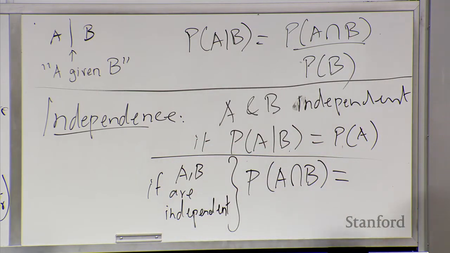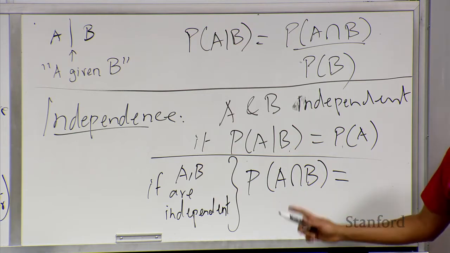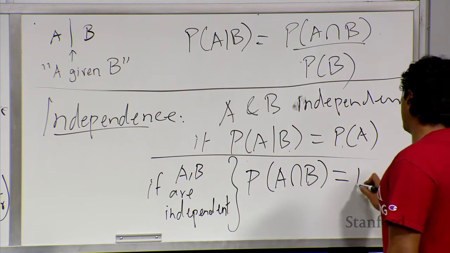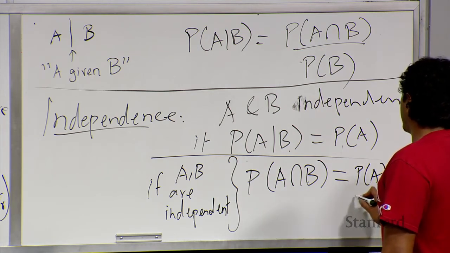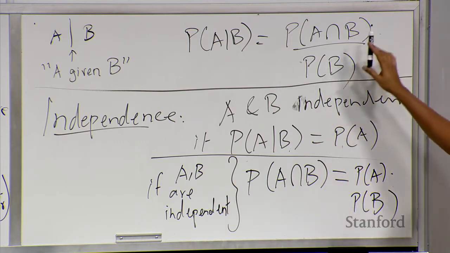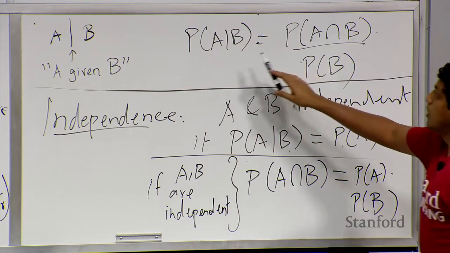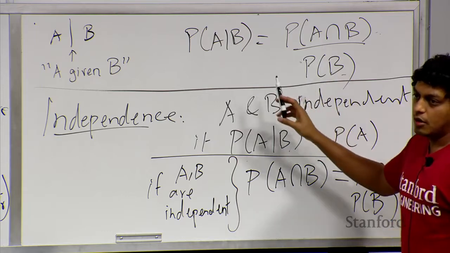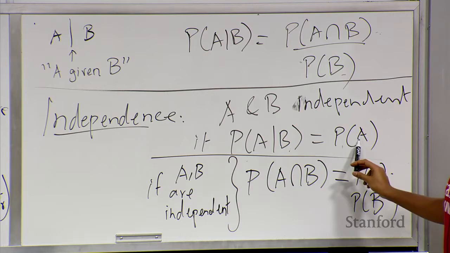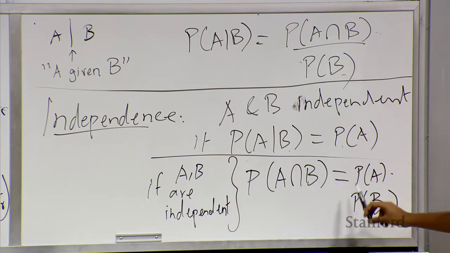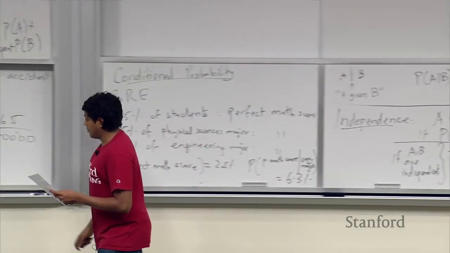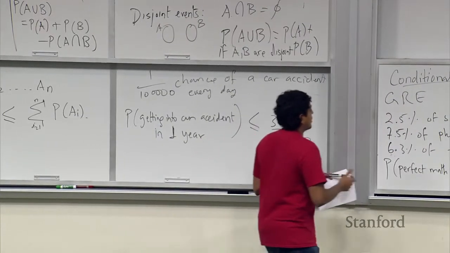okay, can you tell me what P of A intersection B would be if A and B were independent? P of A times P of B. We get that by using this. We say P of A intersection B normally would be P of A given B times P of B, but we know that A and B are independent, which means P of A given B is P of A. Therefore, this boils down to P of A times P of B. Okay, cool. So let's go to the next related topic now.